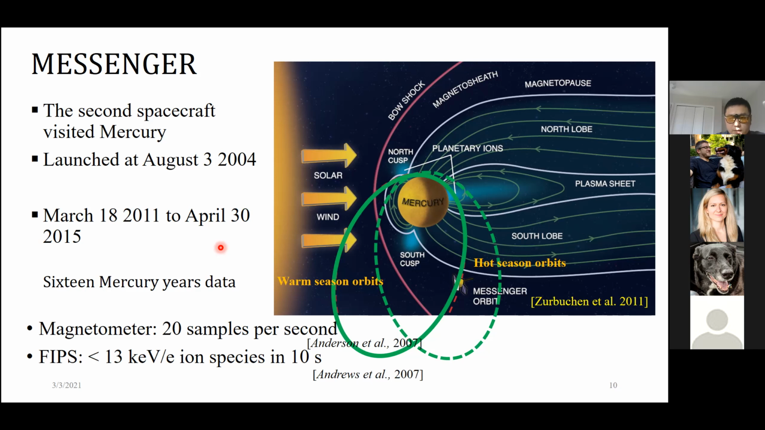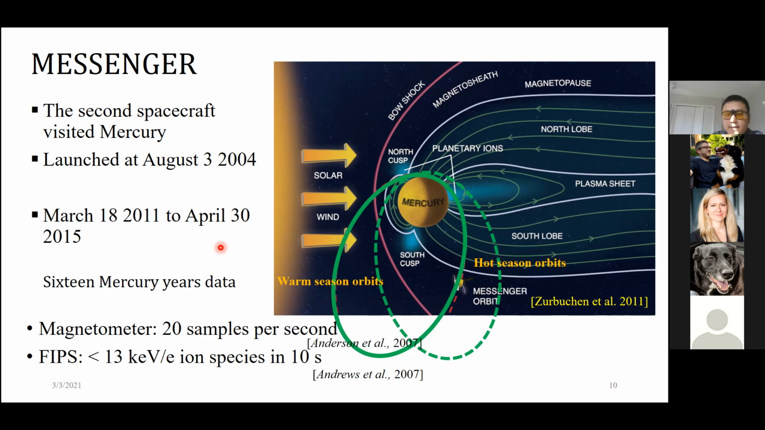The measurements we are using are two. One is the magnetometer, which provided the magnetic field vector at a sampling rate of 20 vectors per second. The second is the Fast Imaging Plasma Spectrometer, the FIPS, which provided measurements of ion species at a resolution of 10 seconds, with energies below 13 keV.